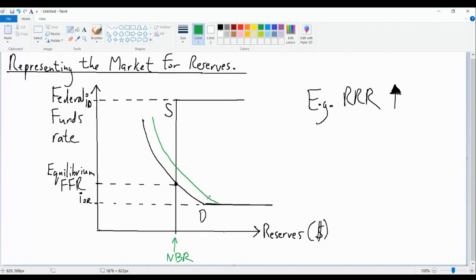But the Fed isn't providing more reserves here, right? All that an increase in the required reserve ratio does is shift the demand, and since the Fed didn't actually supply any more, all this does is raise the equilibrium federal funds rate.